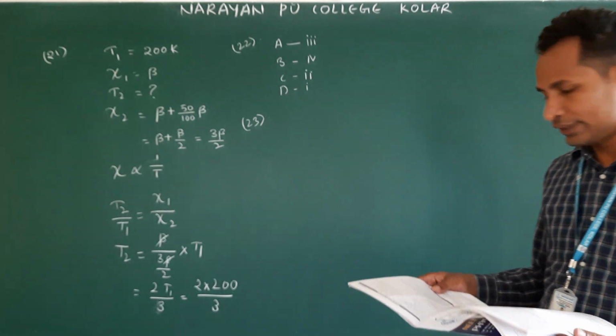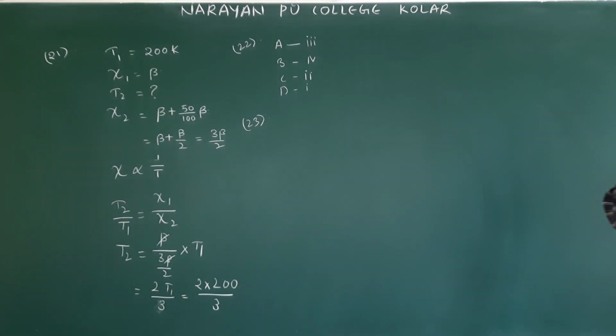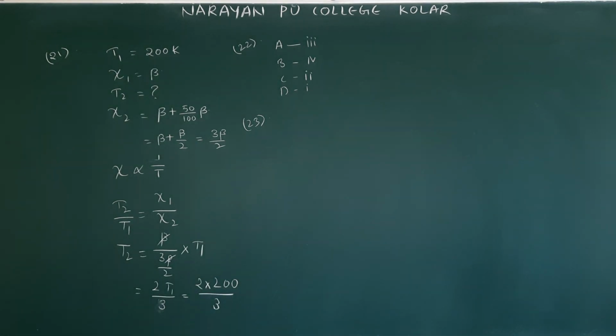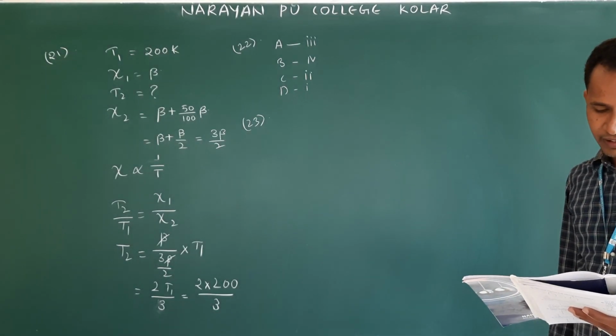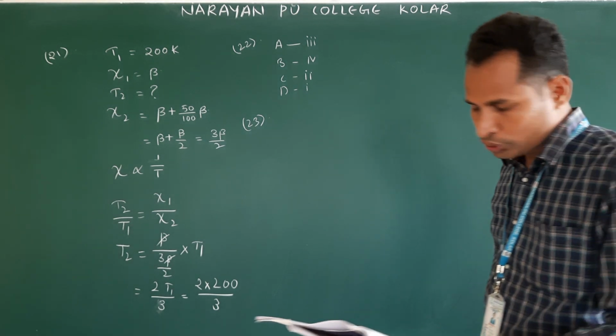Next, 22nd, second problem. A vibration magnetometer placed in a magnetic meridian has a small bar magnet. The magnet executes oscillation with a time period of 2 seconds.